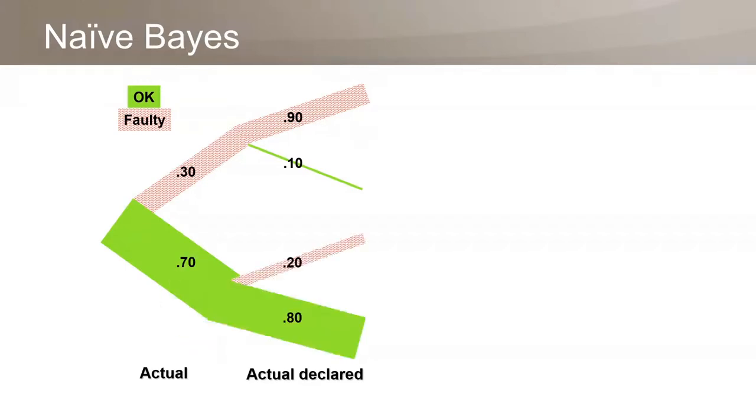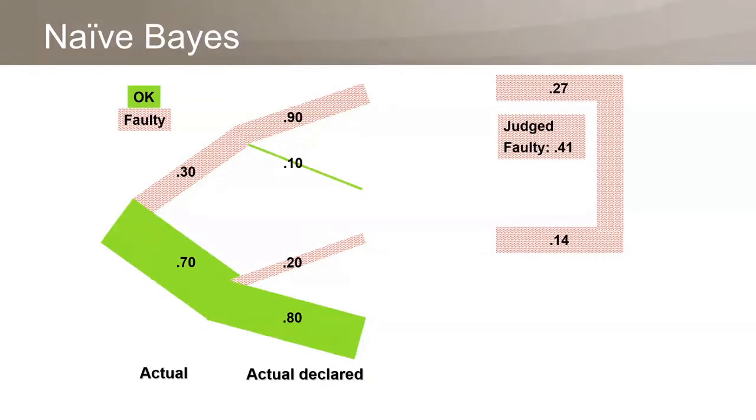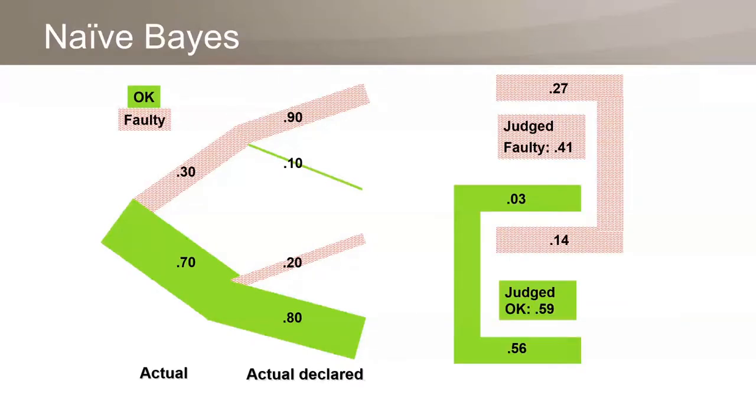However, even my friend is not always correct. When my friend declared cars as good, and it was actually good, my friend is correct only in 80% of cases. In 20% of cases, my friend will declare a good car as a faulty one. Also, with faulty cars, in 10% of cases, my friend will be wrong. So altogether, my friend will judge 41% of cars as faulty and 59% as good. Now, see, out of this 59, 0.56 were actually good and 0.03 were bad.